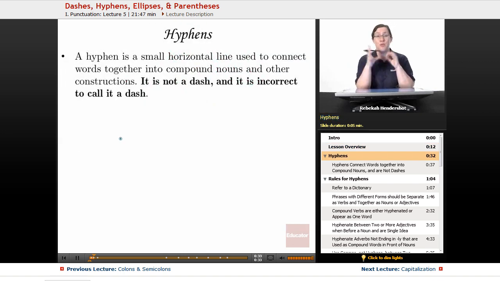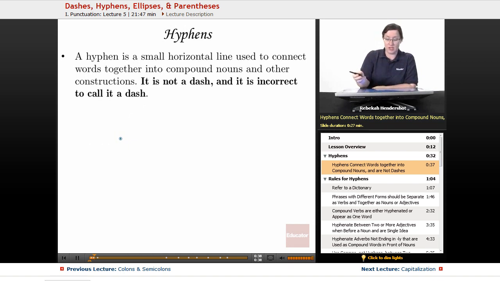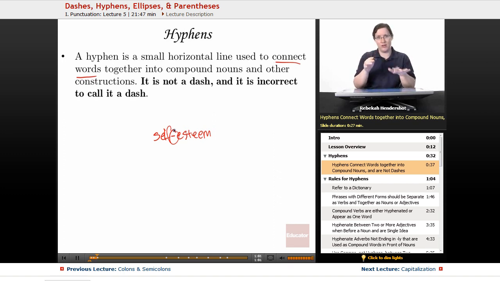All right, to begin with, what is a hyphen? It's not the same thing as a dash. A hyphen is a small horizontal line used to connect words together into compound nouns and other constructions. It is not a dash, and it is incorrect to call it a dash. So, for example, let's look at the word self-esteem, which I can spell, thank you. See that little bitty line connecting self and esteem? That is a hyphen. Never, ever, ever call it a dash. We'll talk about actual dashes in a minute.